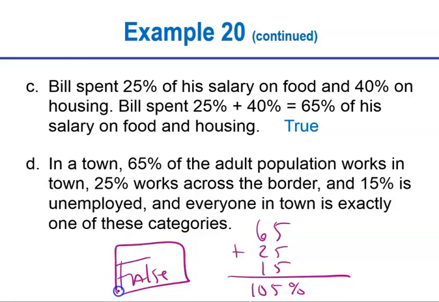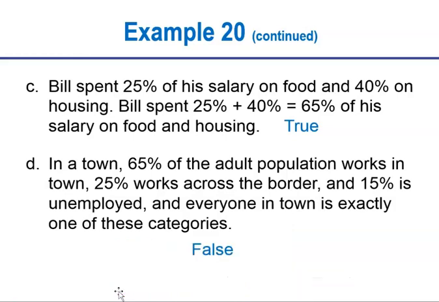That is not possible. When you're talking about percentages of things, you can't have more than 100% if you're accounting for everybody. Now, that's not to say more than 100% doesn't exist. It depends on what you're talking about. But in this situation, that's impossible. Okay, and so you'll see that that is a false statement.